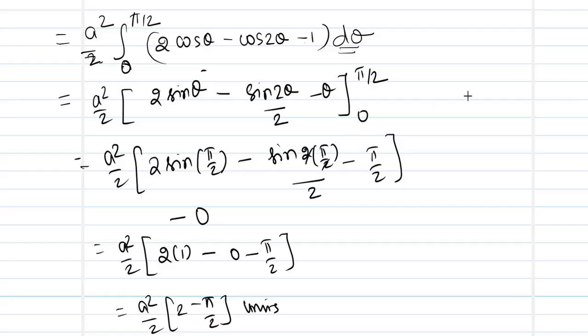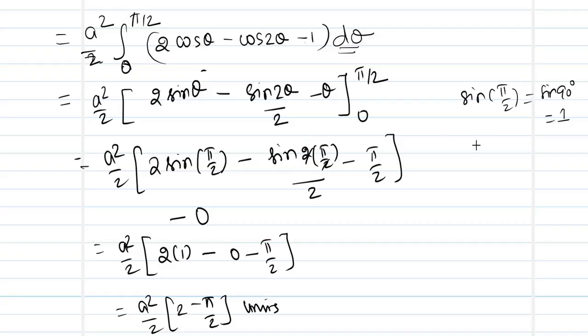Now what is this here? It is sin pi by 2. What is sin pi by 2? It is sin 90 degrees. What is sin 90? We know that sin 90 is going to be equal to 1. So it is 2 times 1 minus, what will happen to the second term?